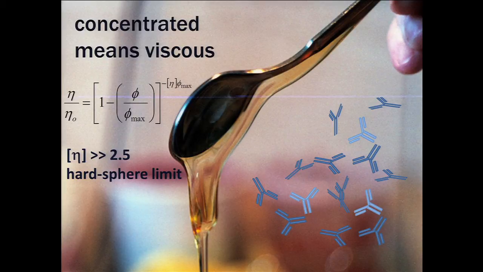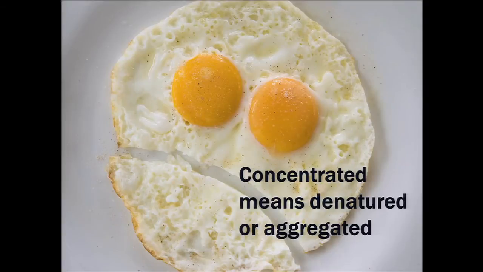And so we could fix this if we just made therapeutic proteins hard spheres. But hard spheres don't really have much therapeutic value, and so the question is, how do you get to that point? And the idea is maybe you can through structuring, or turning the therapeutic protein into a complex fluid. Okay, concentration also means denatured or aggregated, as I'm showing you in this unhappy, irreversibly aggregated egg protein state.